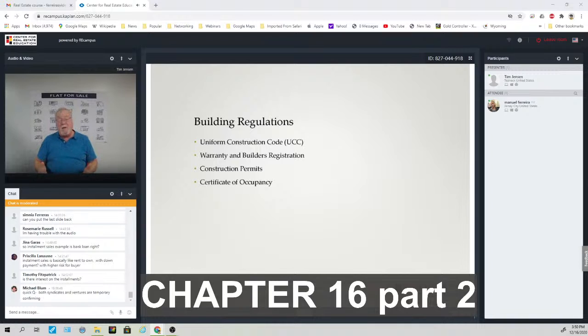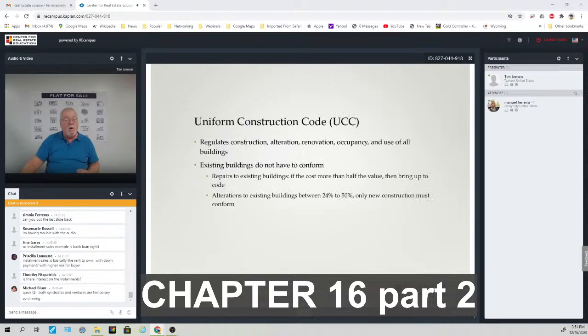If it doesn't meet the codes, then he doesn't close out the permits and no CFO comes. So contractors need to know what these rules are. So the UCC regulates construction, alteration, renovation, and occupancy of all buildings. The existing buildings don't have to conform to new rules except if repairs of 50% or more of the value of the building has to take place. Then the entire building now must meet all the new code requirements, the entire building.